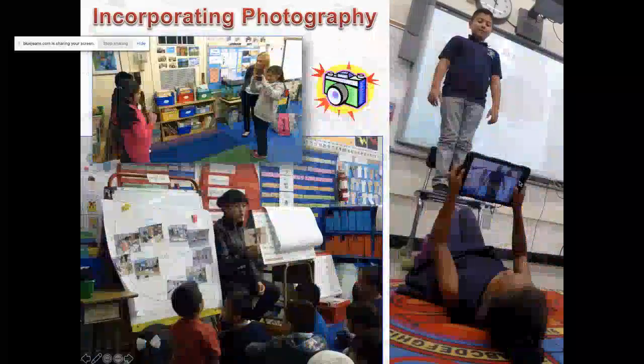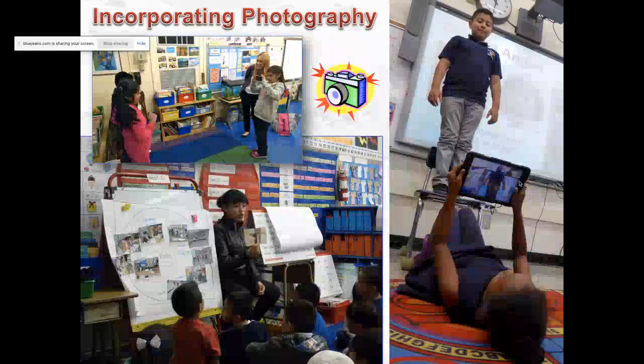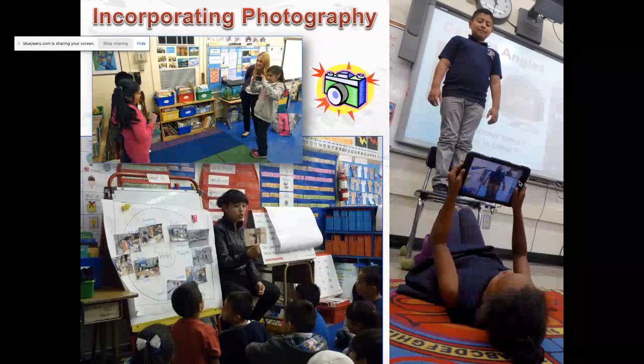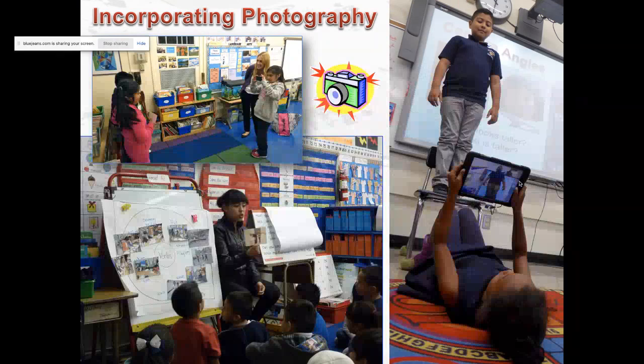Here are some examples of using photography in the classroom. And I want to really push the idea of thinking about how you could be using photography as a tool for teaching and learning, because we live in a different world today than when I was growing up. A camera and photography was something that was expensive, that not everyone could do, and it took forever. You had to pay for the film, for the developing, for the printing. We don't have any of those problems anymore.